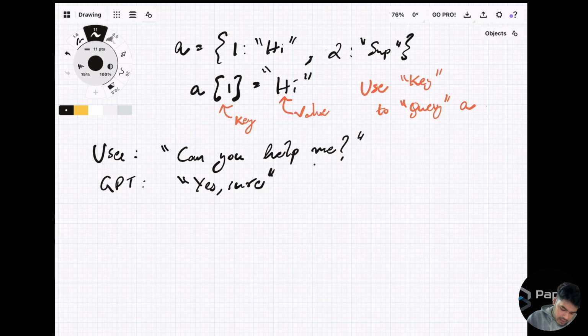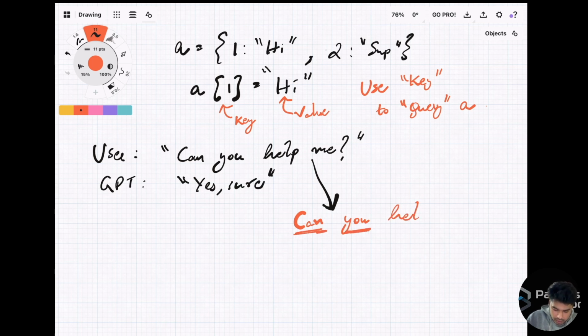Now, let's try to understand what happens in the backend. So "can you help me" gets broken down into tokens. So let's say can is one token, you is another token, help is another token, me and the question mark together are one token. So here we end up with 1, 2, 3, and 4. So it's a sequence with 4 elements in it.